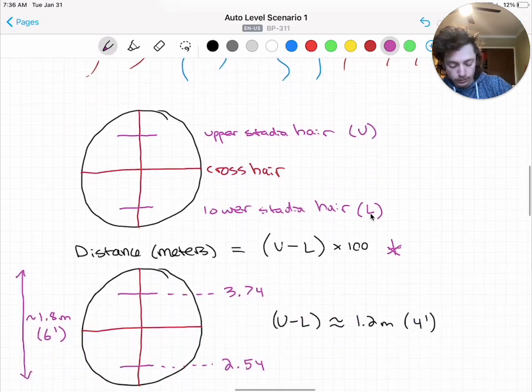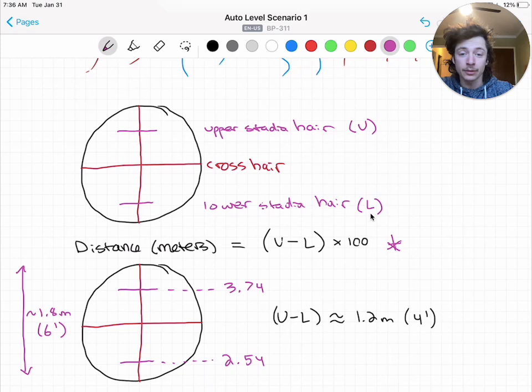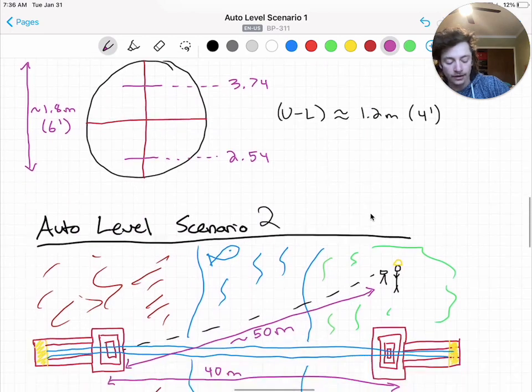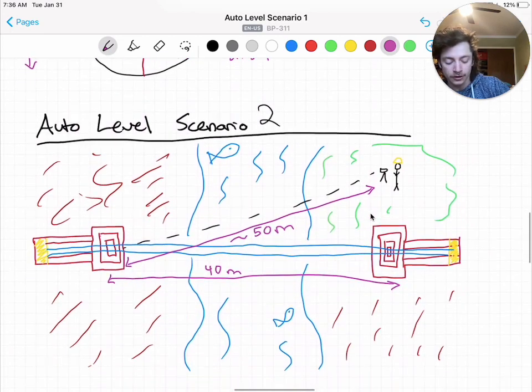So I've put some example numbers to it for you, and the range of vertical distance in your auto level sight is now going to be almost 1.8 meters or 6 feet, which is quite large. So keep that in mind. And now let's consider a scenario for a 40-meter bridge. Another beautiful diagram I've drawn.